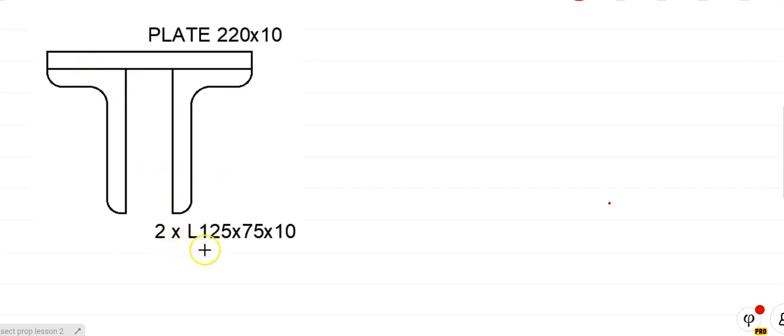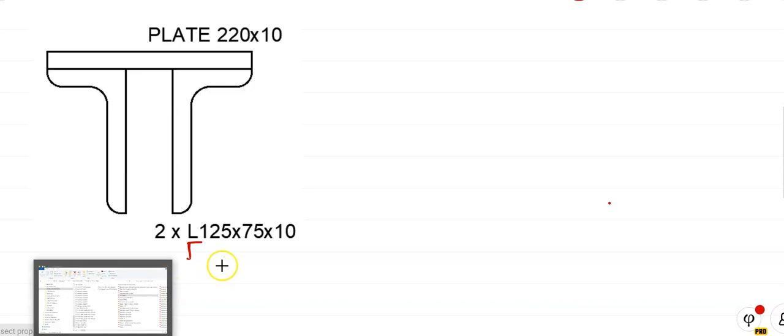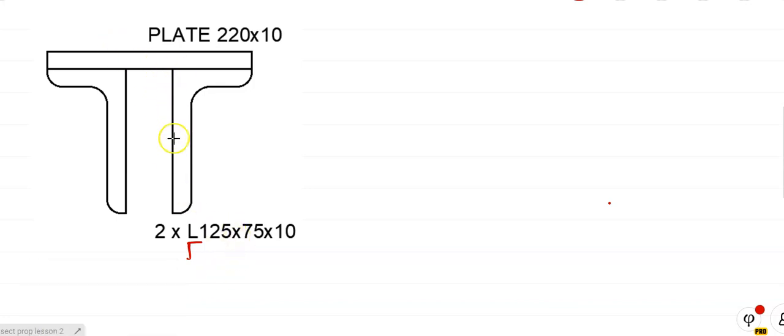You can see I've written it as 2 times, we write it as an L, or sometimes it's written like this. Means the same thing. That 125 is the distance from there to there, and 75 is the distance from there to there. So that's the length of the long leg, and that's the length of the short leg. And 10 millimeters is the thickness of the leg lengths. So that's 10 and that's 10. Okay, so it's two unequal leg angles, 125 by 75 by 10.